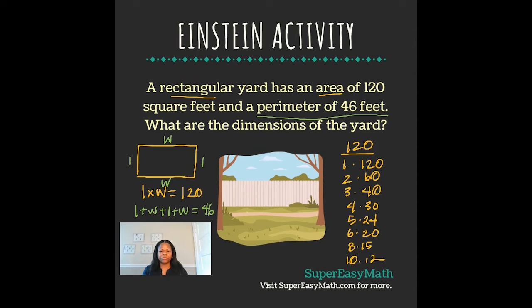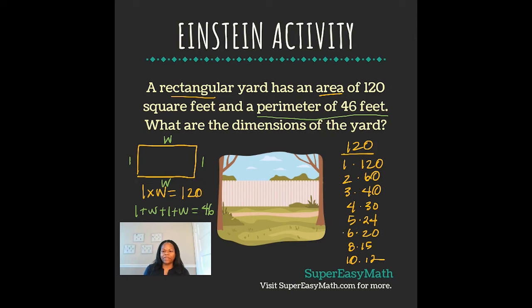Now, the thing is, we need to figure out which of these factors is going to meet the requirements of both of those scenarios. They need to multiply together to get 120. Of course, all of these factors do. That's what we just figured out. Then, if you were to add the two factors together twice, you should equal the number 46.